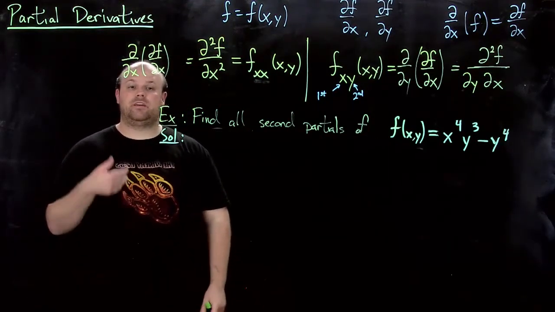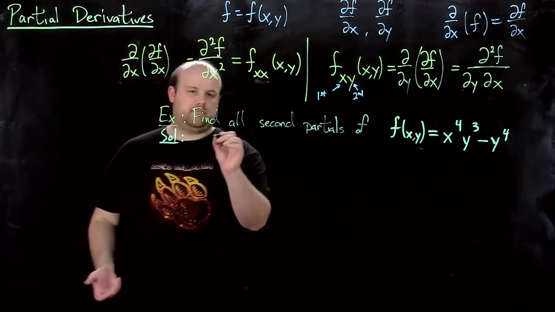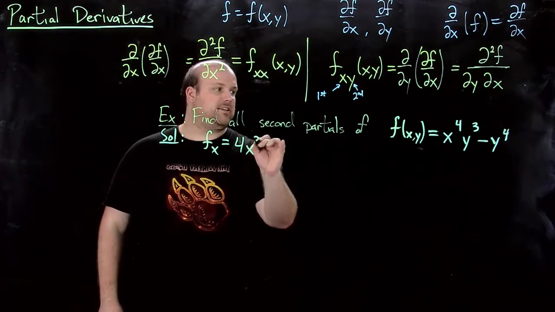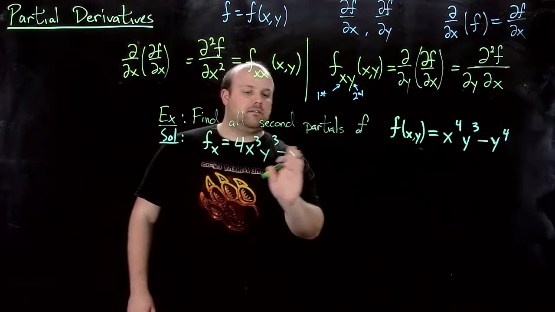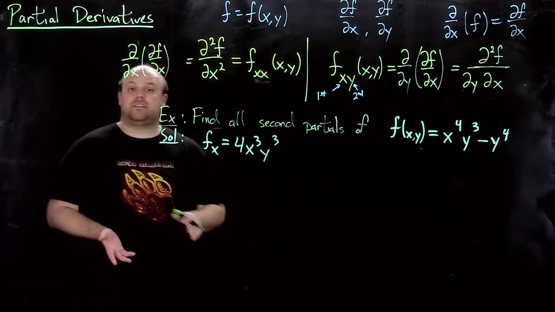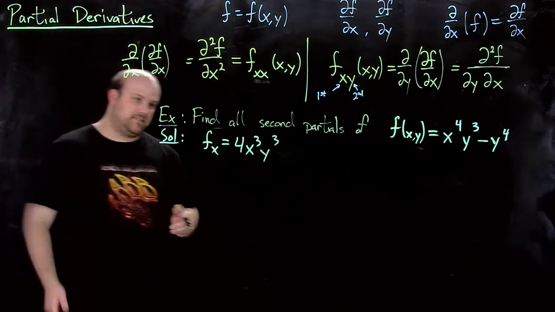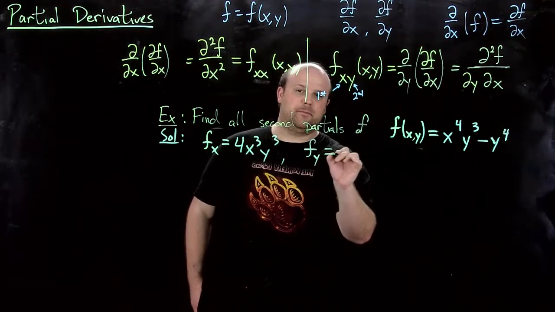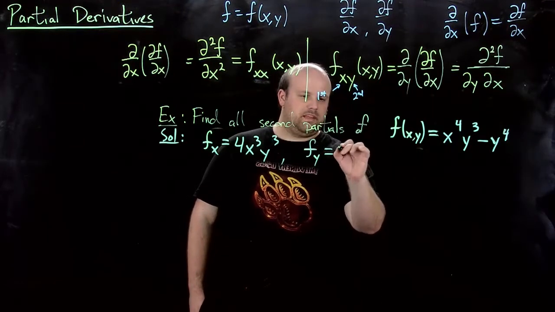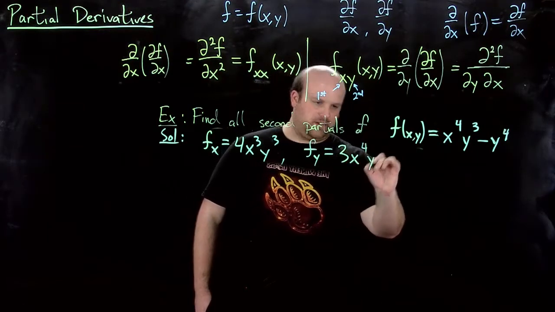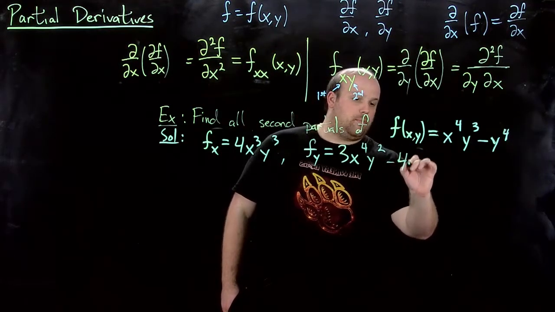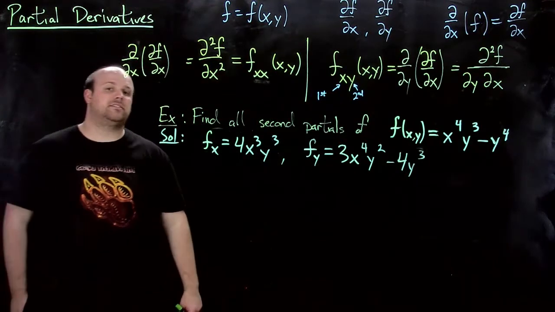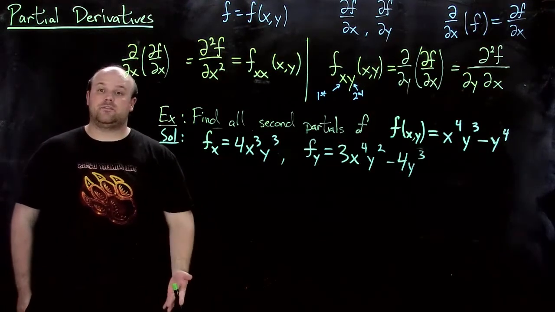To begin with, we have to find the first partial derivatives. So fx is 4x cubed, y cubed. That's it. Y to the fourth is completely gone because it has no x's. And now we do the derivative with respect to y. Well, that one's just 3x to the fourth y squared minus 4y cubed. All right, so we have the two first derivatives.